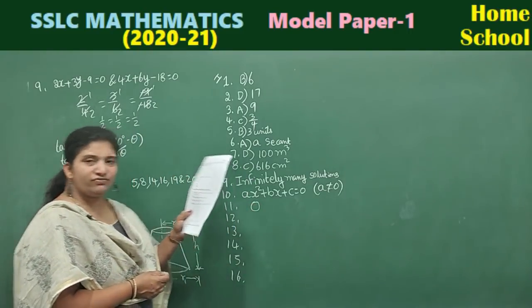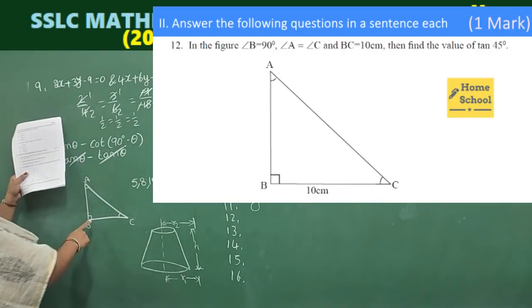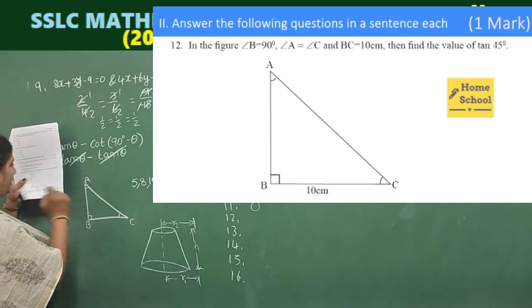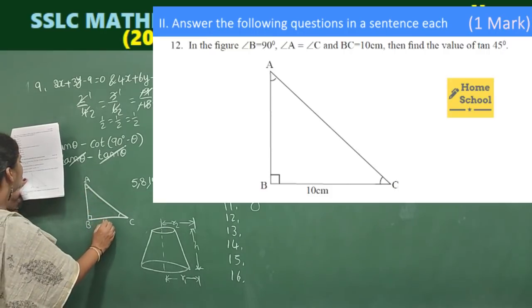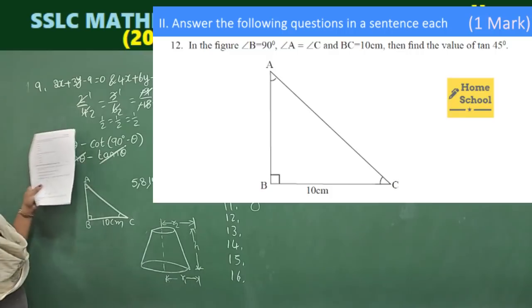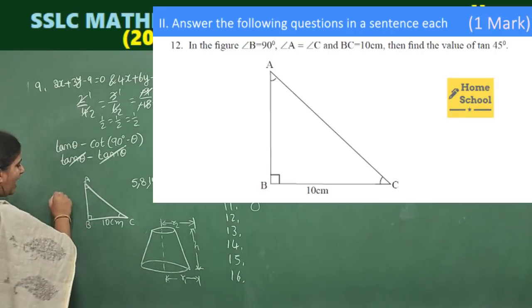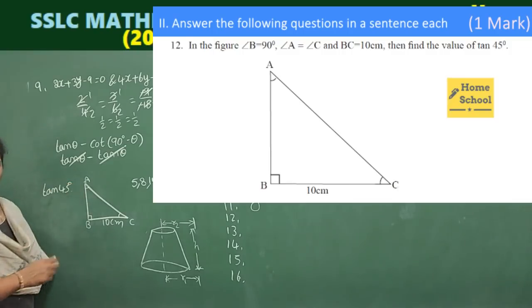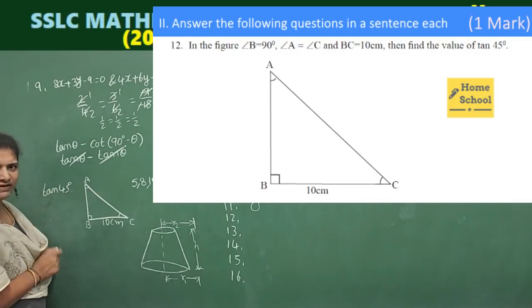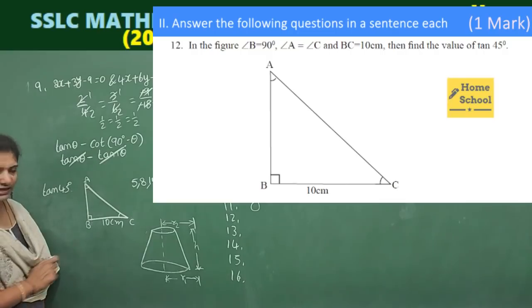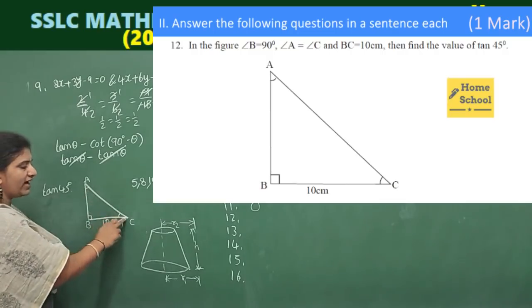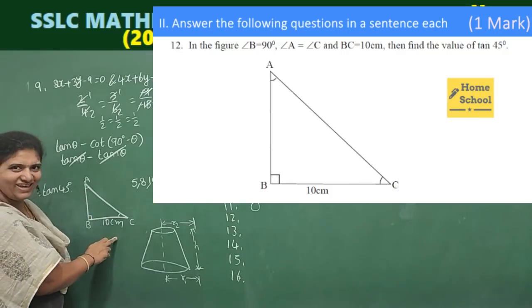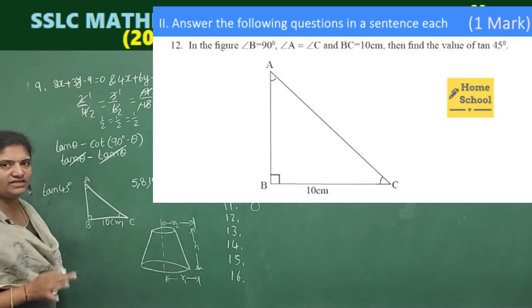12th one. In the figure, you can see the figure. In the figure, angle B is 90 degree. Angle A equal to angle C. And BC is equal to 10 centimeters. Find the value of tan 45 degree. So, observe here children, why did they give this figure? Let's see once again. Right angle triangle, 90 degrees. These two angles are equal. Immediately what I can say? These two sides are equal. 10 centimeters is equal to 10 centimeters.